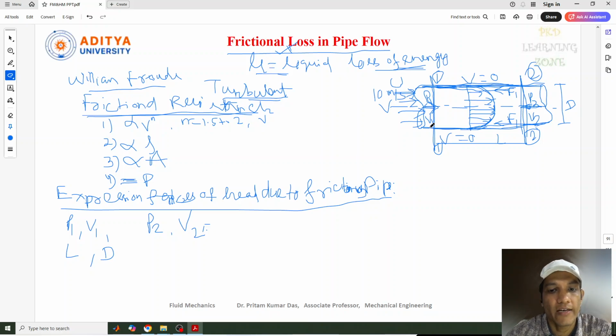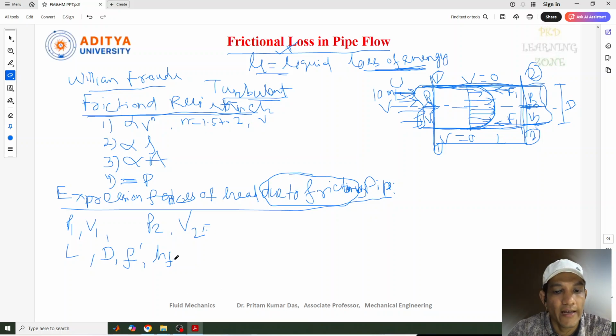Next we consider F dash. This is a new terminology. F dash is the frictional resistance per unit wetted area per unit velocity. Similarly, we need to consider HF. HF is nothing but the head loss due to friction. As I told you, the loss of energy or loss of head is happening due to the friction, so we also need to consider HF. These are the terms we need to consider to derive this.